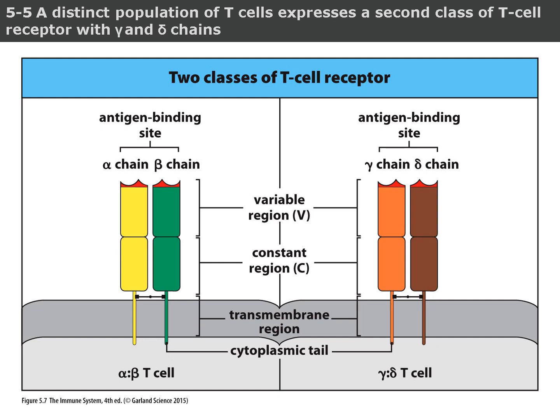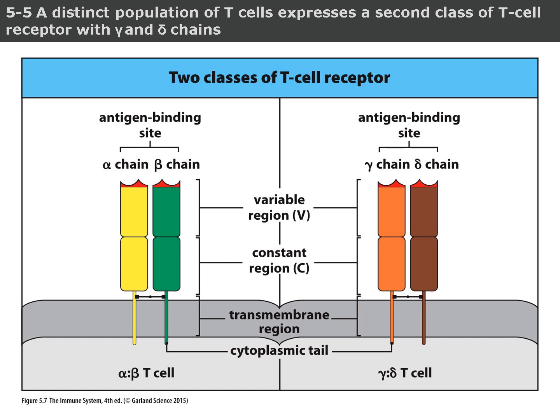On the left is the more common alpha-beta T-cell receptor. It consists of an alpha chain and a beta chain, each with a variable region, a constant region, a transmembrane domain, and a cytoplasmic tail. On the right is the gamma-delta T-cell receptor, found on a distinct population of T cells. It follows a similar structural layout but contains gamma and delta chains instead.